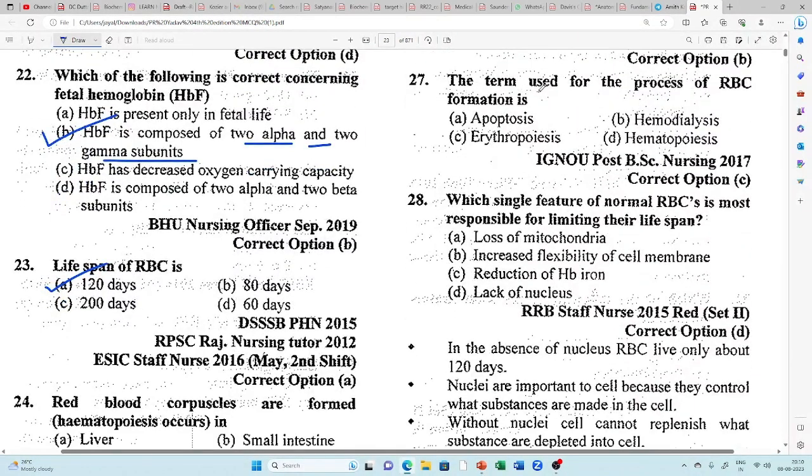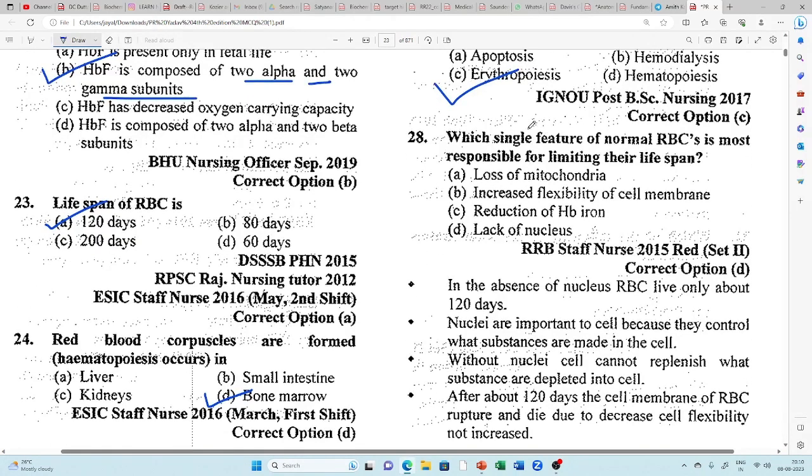Okay, next, the term used for the process of RBC formation, production of RBC, that is erythropoiesis, because RBC is otherwise known as erythrocyte, and the production of RBC is known as erythropoiesis. Next, which single feature of normal RBCs is most responsible for limiting their lifespan? That is lack of nucleus. A very important point in blood cells. RBC does not have a nucleus. WBCs and others have a nucleus, but RBC doesn't. During maturation it is expelled out, so it does not have a nucleus.